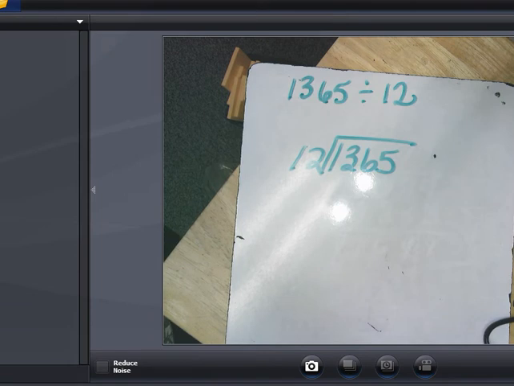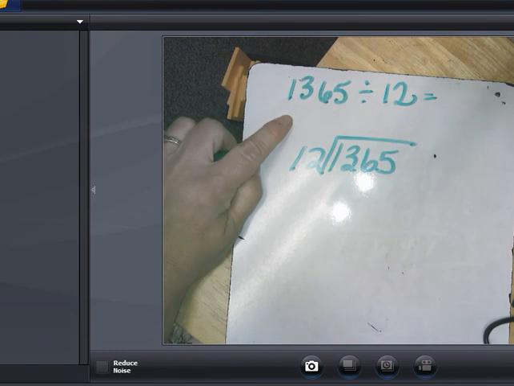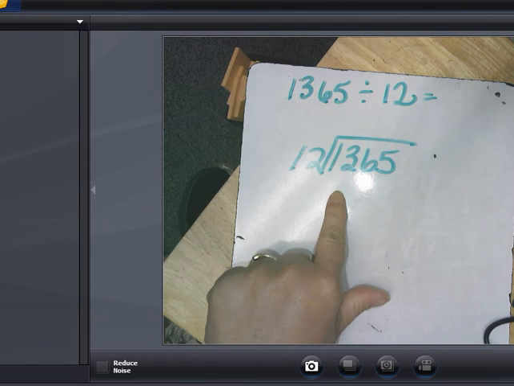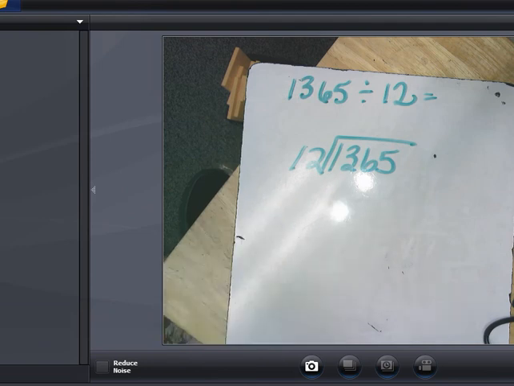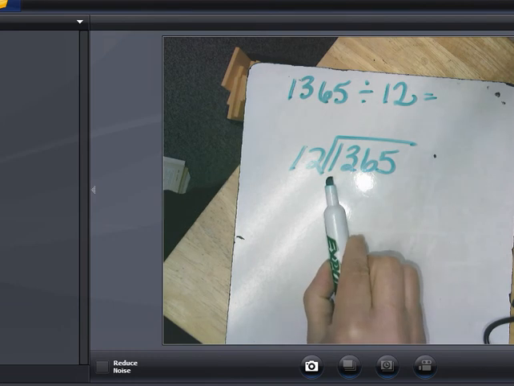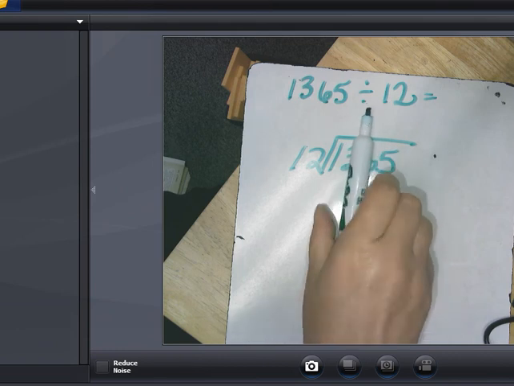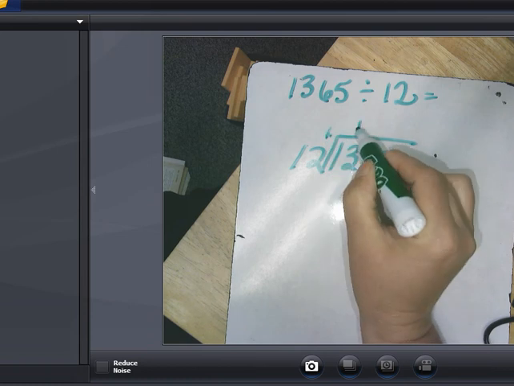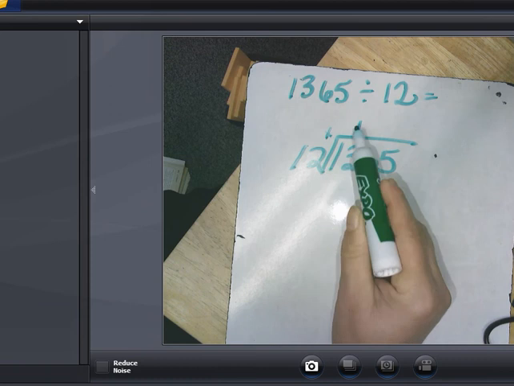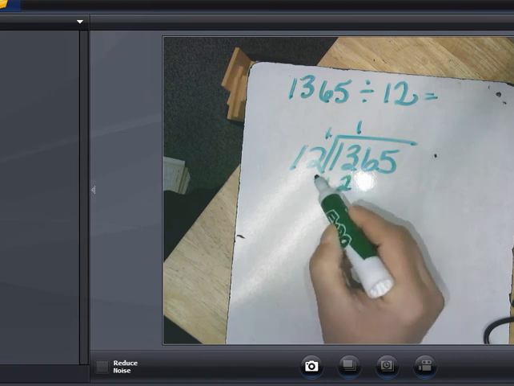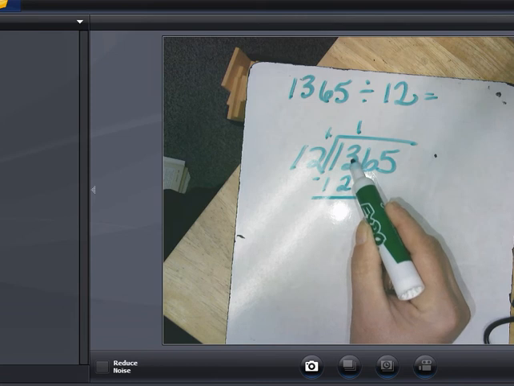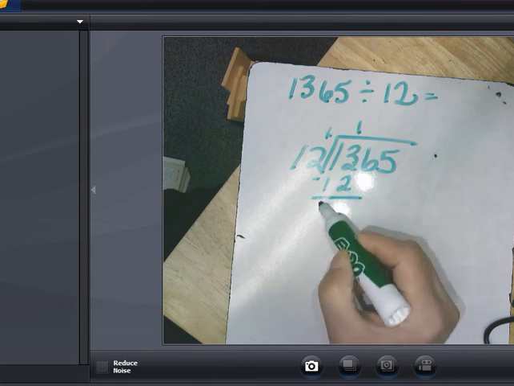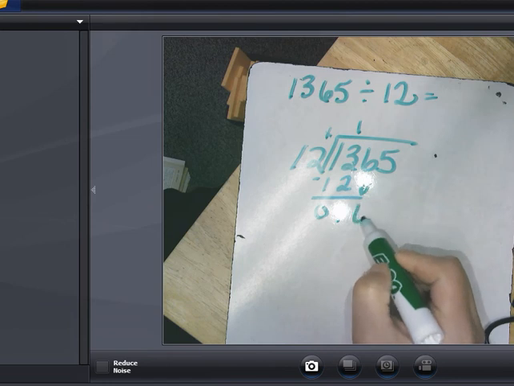So I wrote it down as a problem first, and here's my dividend, here's my divisor. My dividend always goes inside, my divisor goes outside of the house. So I know 12 can't go into 1, so then I just look here, can 12 go into 13? 12 times what equals 13? 12 times 1 equals 12. I subtract that out. 13 minus 12 is 1. Bring down my next digit.